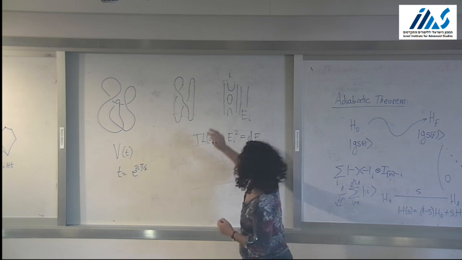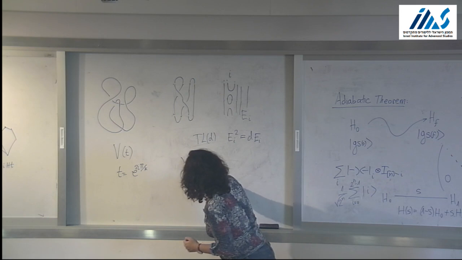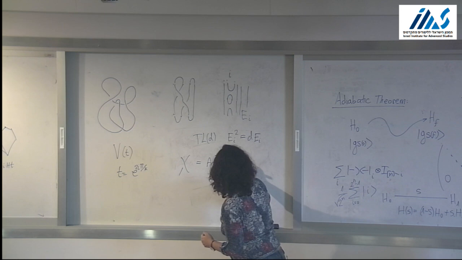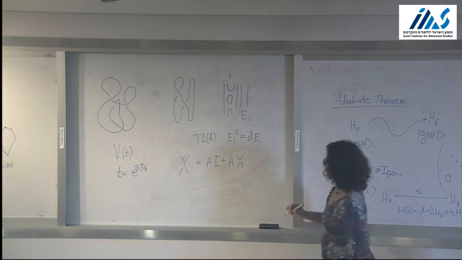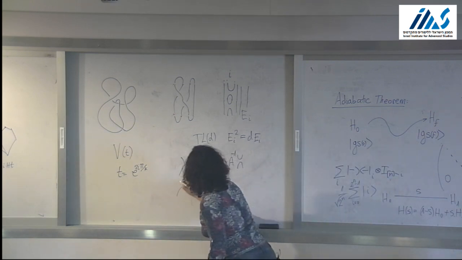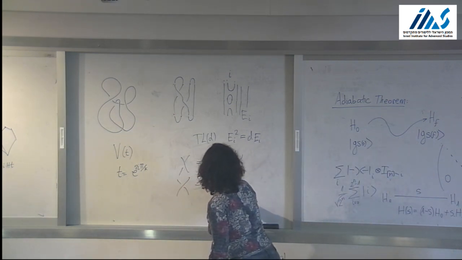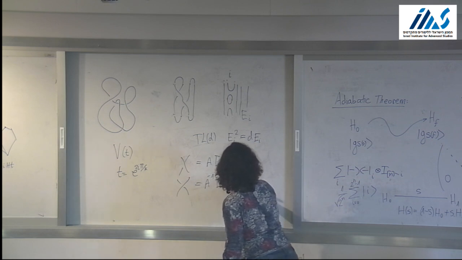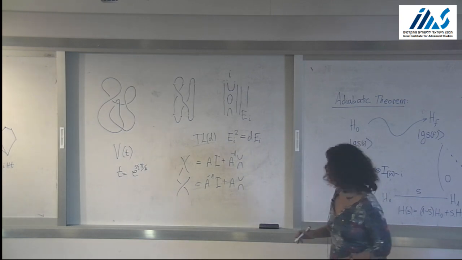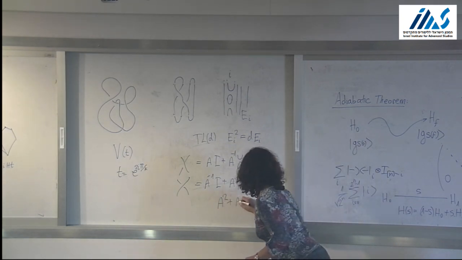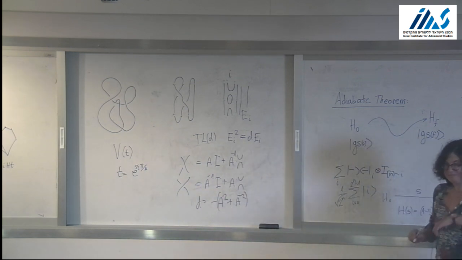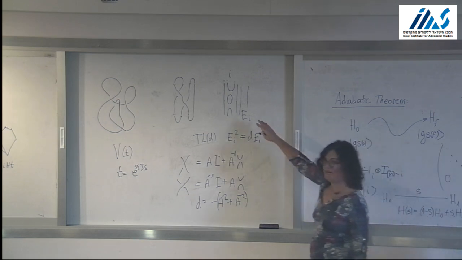What does it mean? How can I represent this here? Well, every such crossing I can write as A times the identity plus A to the minus 1 times this thing. And the other crossing I'll write in the opposite way: A to the minus 1 times the identity plus A times this thing. And A is related to d in some way. I don't have time to write it. So this is the Temperley-Lieb algebra.